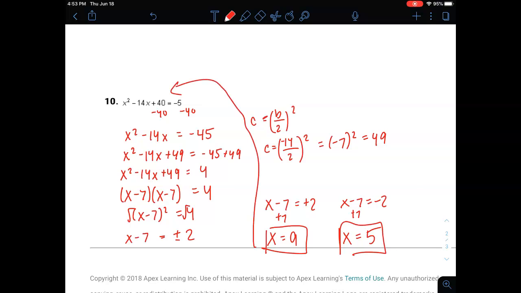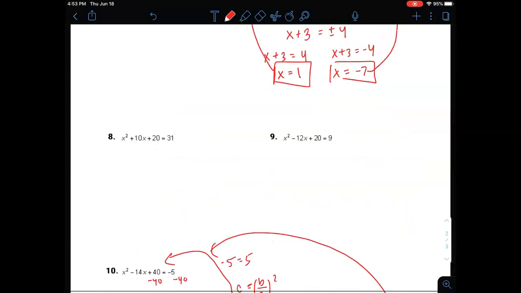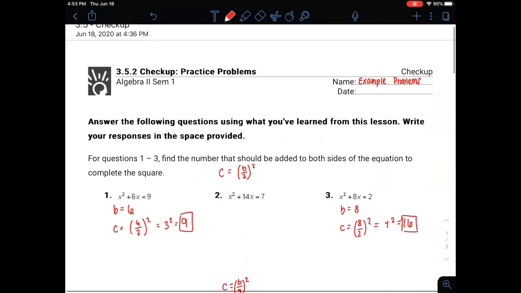Again, you can plug them back into the original, and you should end up getting negative 5 equal to negative 5 if you are correct here. Again, I left a couple problems for you to be able to do.